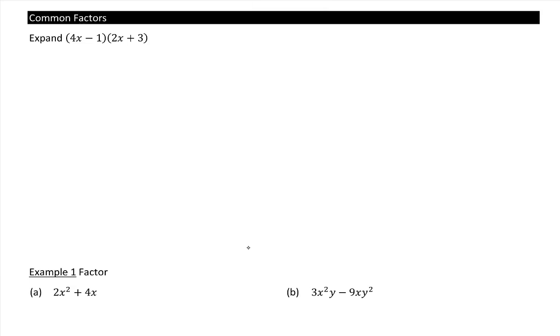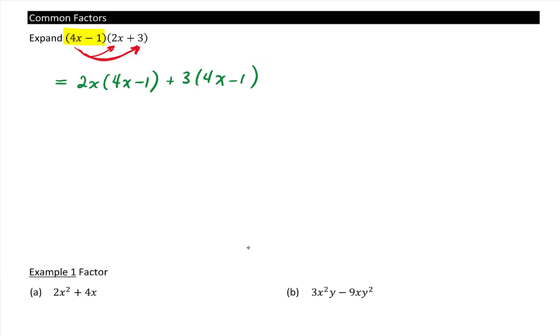If we want to expand the following quadratic, one way is to take the 4x minus 1 and multiply it by both terms within the second bracket. If we do that, we're saying we have 4x minus 1 times 2x, or if we like, 2x times 4x minus 1, and then 4x minus 1 times 3. So 3 times 4x minus 1.